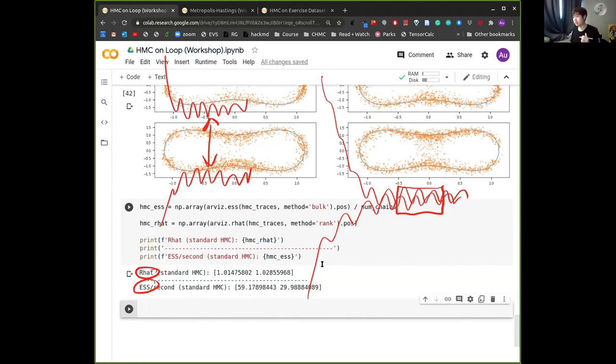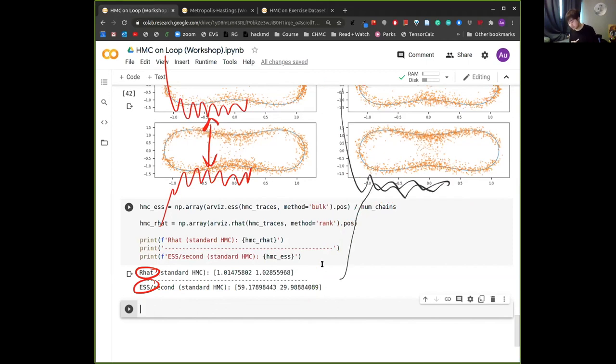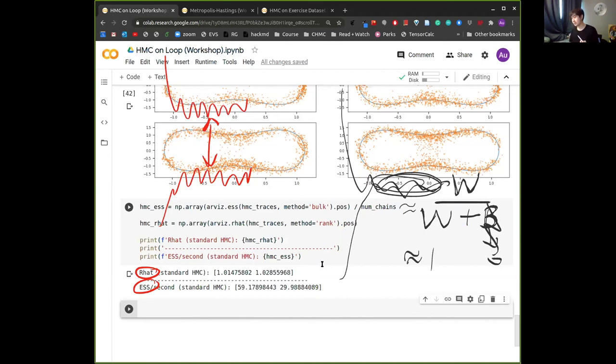So R hat, you want to measure it between multiple chains. The rough intuition is that it measures the variance between the chains and within the chains, right? When the chains have converged, the variance between the chains is very small because they are very similar. It's something like this. It's definitely not exactly this, but something like this. This is the within chain variance and this is the between chain variance. So between chain variance will go to zero when it has converged and this ratio will approach one. That's kind of the idea.